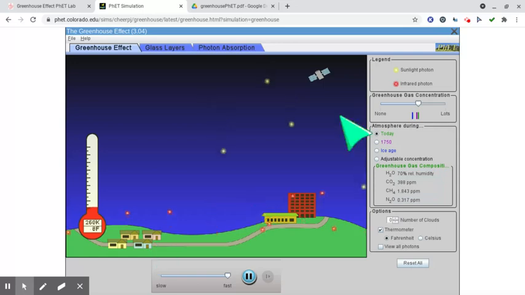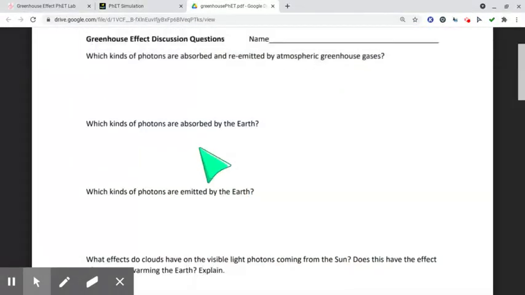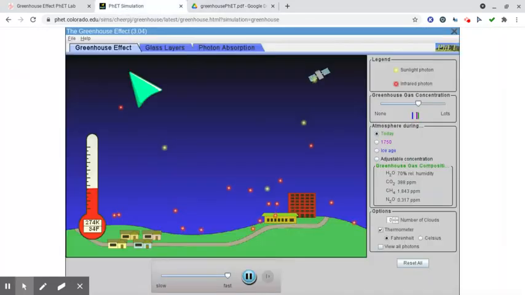I don't see any infrared up here at the top coming down from the atmosphere, but the infrared, these red particles, are rising from the Earth. So that means that the sunlight is warming up the Earth. Okay, so let's go back to our question. Which kinds of photons are absorbed by Earth? The visible light photons, the sunlight photons, are absorbed by the Earth. Which kinds of photons are emitted by the Earth? We can see that in the simulation.